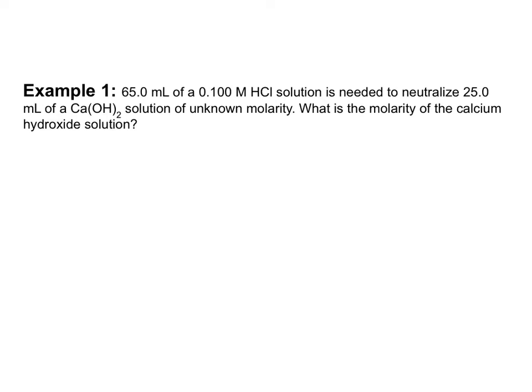Now, you're going to be asked to do some calculations with some neutralization reactions. So here's an example, and the first example says you have 65 milliliters of 0.1 molar hydrochloric acid, and it needed to neutralize 25 milliliters of calcium hydroxide of an unknown molarity, and your job is to determine the actual molarity of the calcium hydroxide solution. So the first thing that we have to do here is we have to write the balanced neutralization reaction.